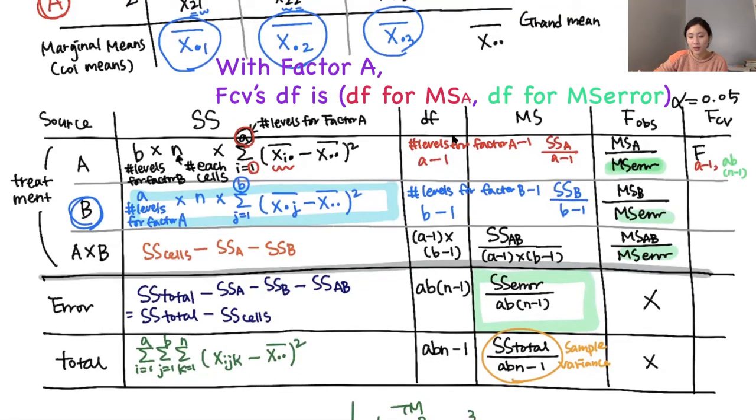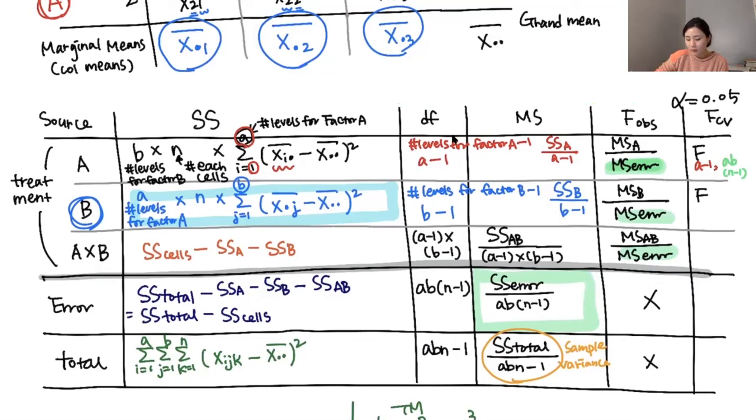For factor B, I need to find in the F table my first degree of freedom, which is for factor B, b minus 1, comma, the degree of freedom for error, ab times n minus 1.